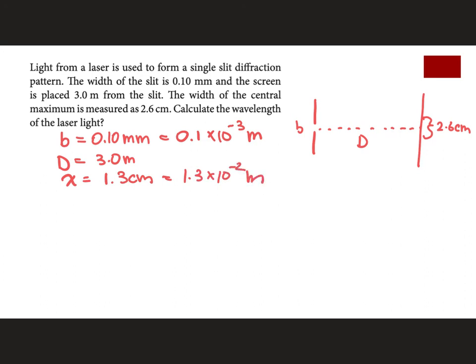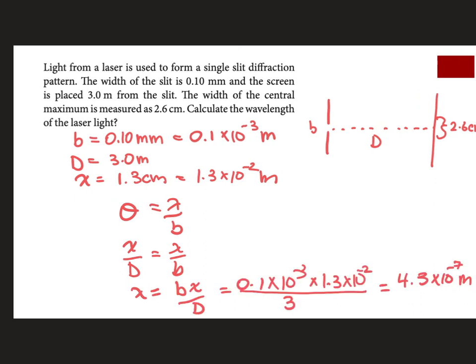Now, let's go back to our equation. Yes, we have theta is lambda over b, and in this case, theta is going to be the same as x over big D, and if I move that around for lambda and put in my numbers, that's going to give us 4.3 times 10 to the minus 7 meters, which is 430 nanometers. And just a quick check with that, that would give us visible light.